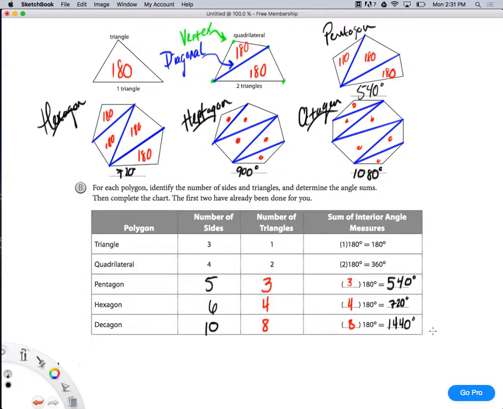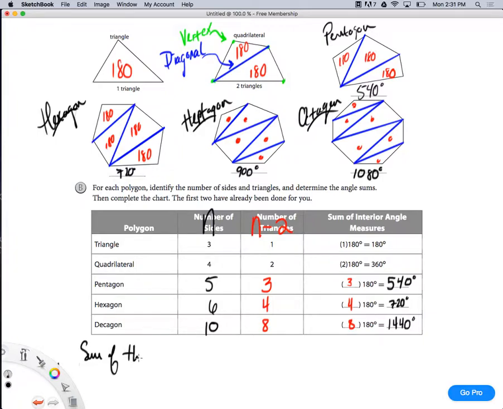So let's recognize something. If my number of sides, I call that n. If n is my number of sides, well then what's my number of triangles? n minus 2, right? And then to get the sum of my interior angles, I do n minus 2, the number of triangles, times 180. So what does this tell us?